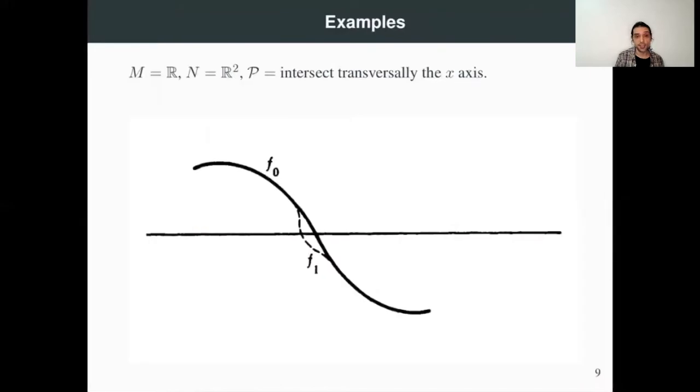A good example of a stable property is transversal intersection. If we consider the x-axis and then a curve that intersects such an axis transversally, and we perturb this curve f0 a little bit, what we're going to get is not just that the two curves, the perturbation of f0 and the x-axis, continue to intersect, but moreover, if the homotopy is differentiable, we're going to get that the intersection is still transversal. And so this is the kind of property that is going to be stable by deformation. Okay?